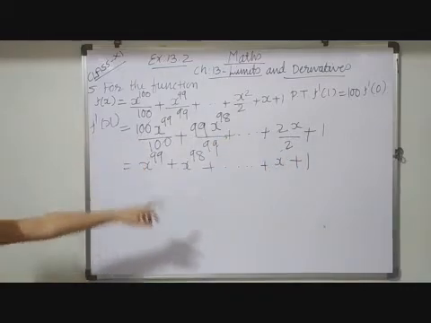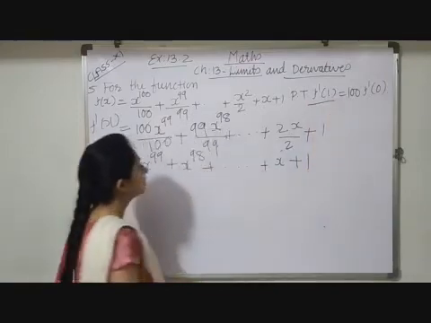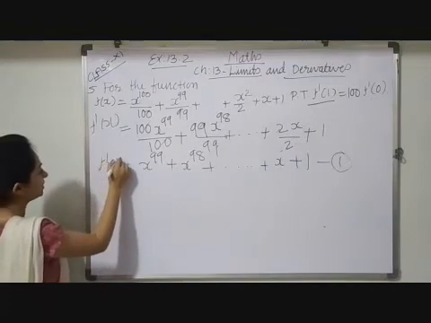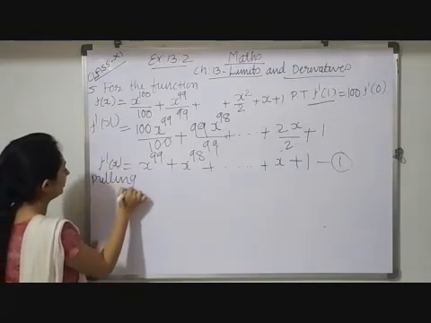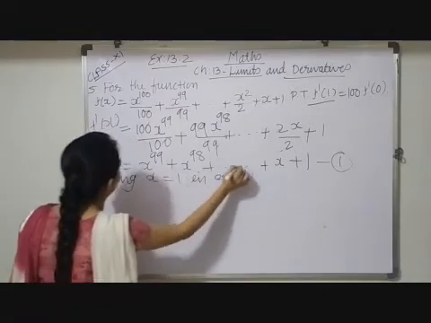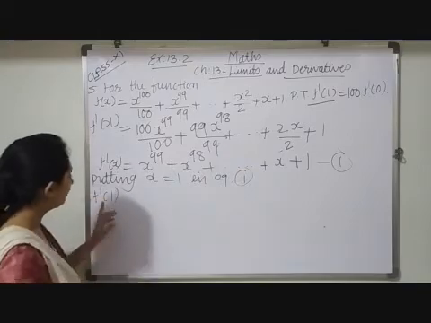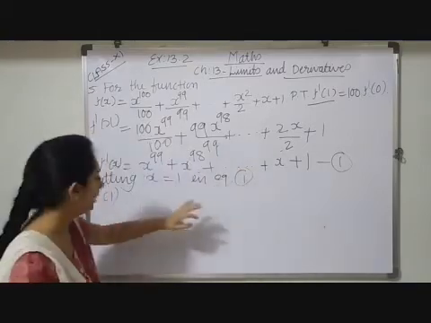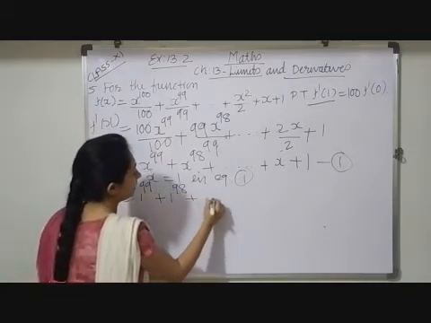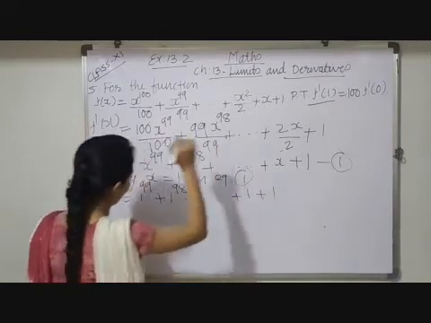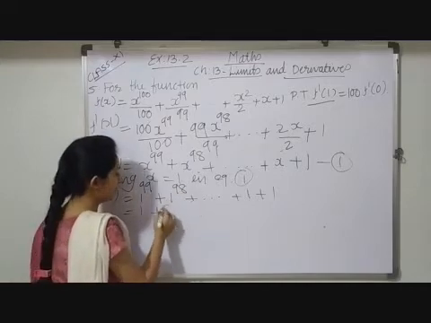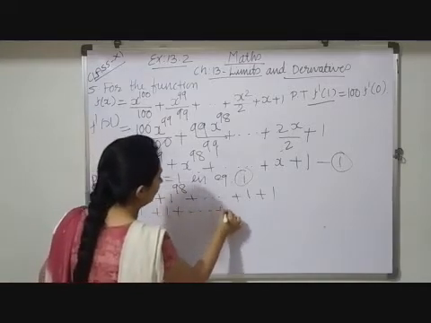Now we have to find, children, f dash of 1. Let me consider this as equation number 1, f dash of x. So putting x equal to 1 in equation 1, f dash of 1: in place of x, everywhere we have to substitute 1. So 1 to the power 99 plus 1 to the power 98 plus up to 1 plus 1. Now children, you may observe 1 to the power 99 will be 1 only, 1 to the power 98 will again be 1, up to 1 plus 1.